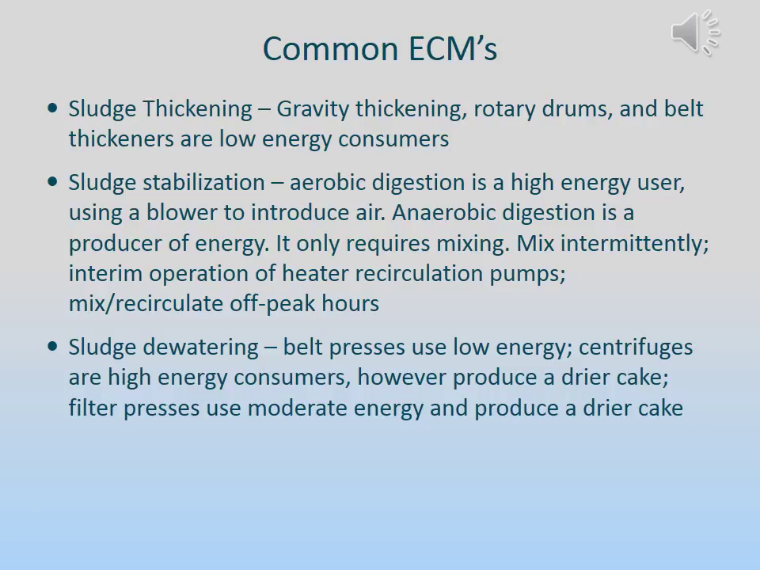When sludge dewatering uses belt presses, it is preferred as they are low energy users. Centrifuges are high energy users, but they can produce a drier cake. Filter presses use moderate amounts of energy and produce a drier cake as well. Drier cake is the goal here, because we do not want to pay for the disposal of liquid.